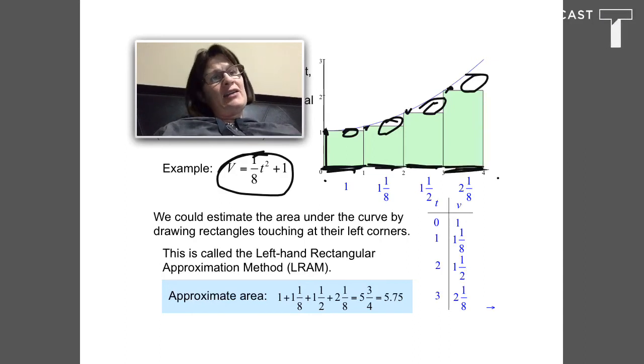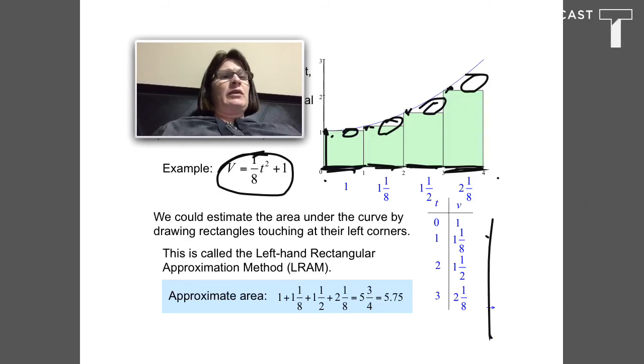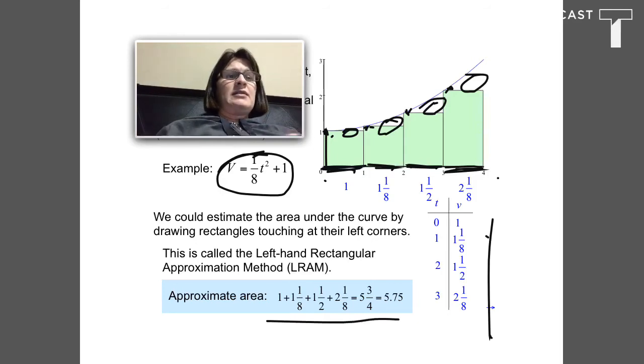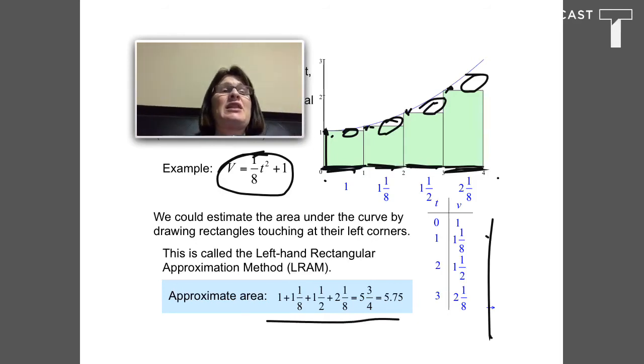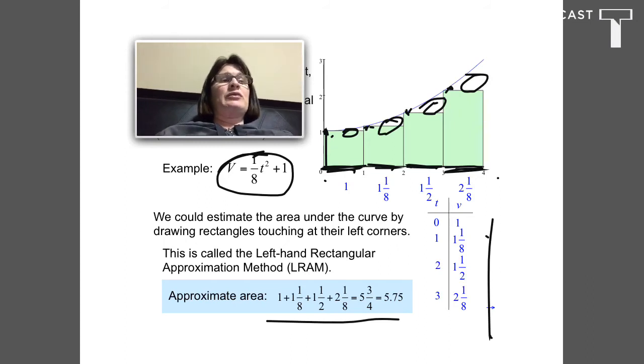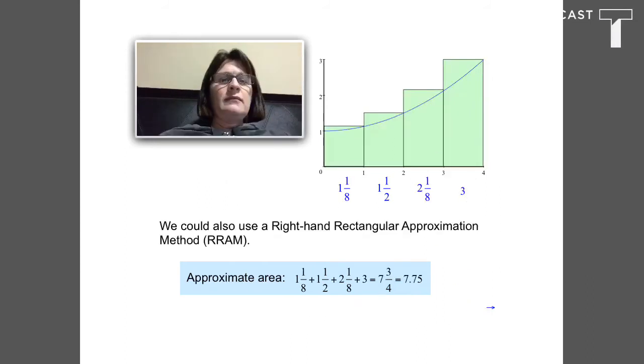And then the height of this first rectangle is whatever you get when you plug 0 into the v function, which is 1. This is 1 and 1/8. You can see I have a table of values here. 1 and 1/2, 2 and 1/8. So I'm going to multiply base times height, base times height, base times height, base times height, and add the 4 areas together. This is the approximate area. So this is the approximate distance traveled from time t equals 0 to t equals 4.